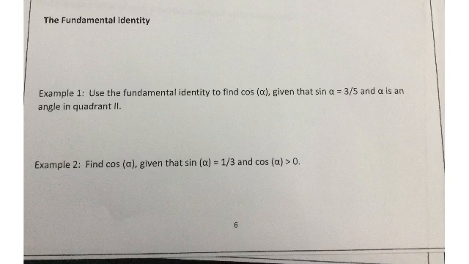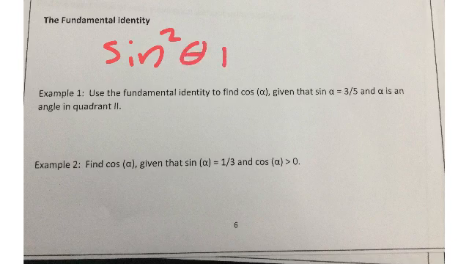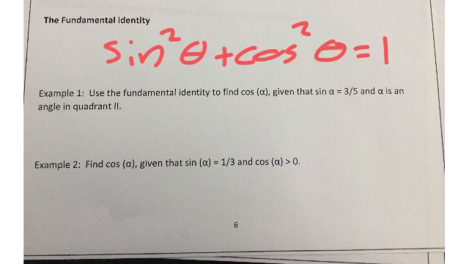So, getting back over to this page, the fundamental identity is sine squared of theta plus cosine squared of theta is equal to 1. Now we're going to use that to solve our next two examples. So we could actually solve these without the fundamental identity, but we're going to go ahead and practice using the fundamental identity. It says use the fundamental identity to find cosine of alpha, given that sine of alpha is 3/5 and alpha is an angle in quadrant 2.